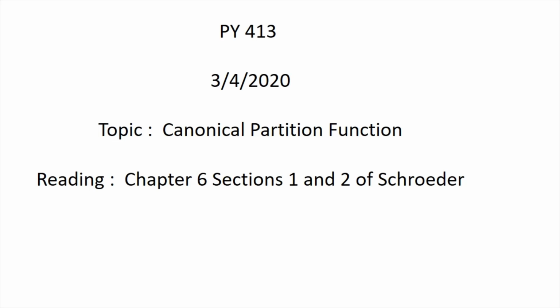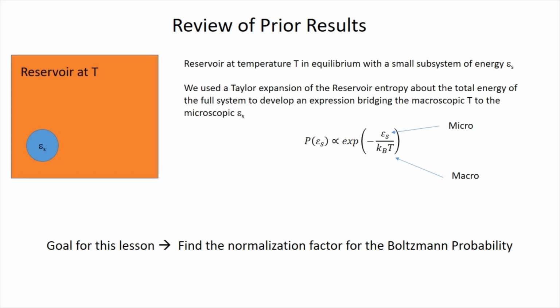We're going to keep going with chapter 6, where today we're going to normalize the Boltzmann probability and develop what's called the canonical partition function. That's the normalization factor for the Boltzmann probability. We're still working on sections 1 and 2 of chapter 6 in Schroeder. Let's review what we did last time.